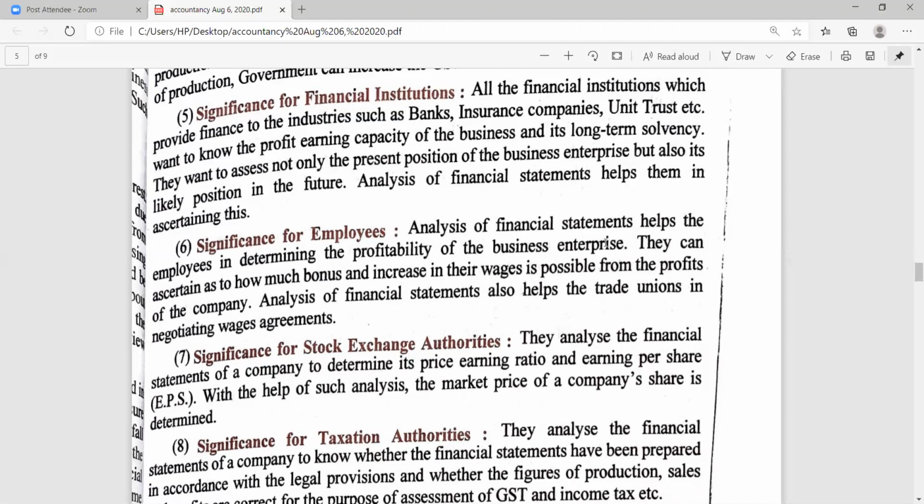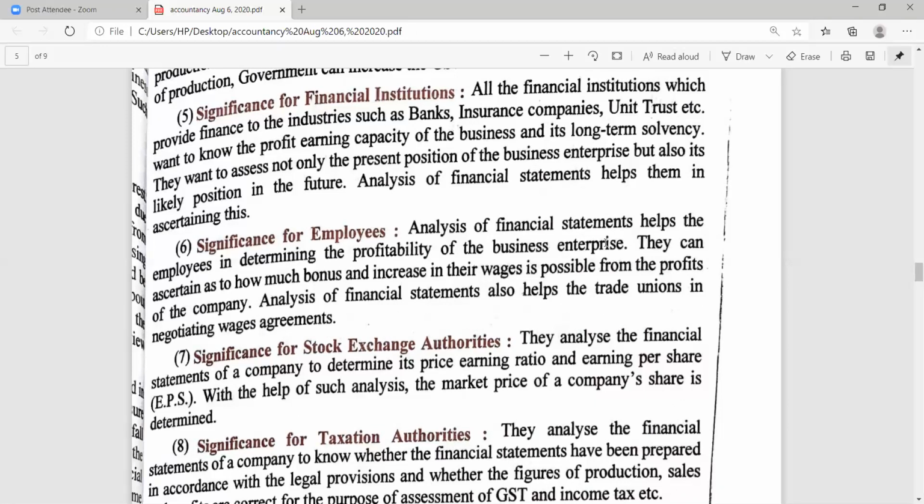Seventh, significance for stock exchange authorities. Stock exchange means the share market. They analyze the financial statement of a company to determine its price earning capacity and earning per share. EPS is very important for the stock exchange. With the help of such analysis, the market price of the company's share is determined.